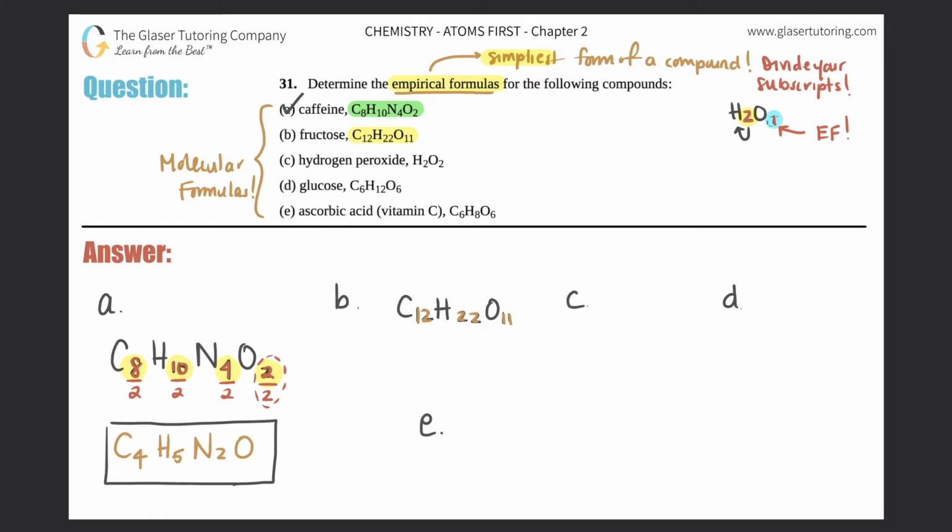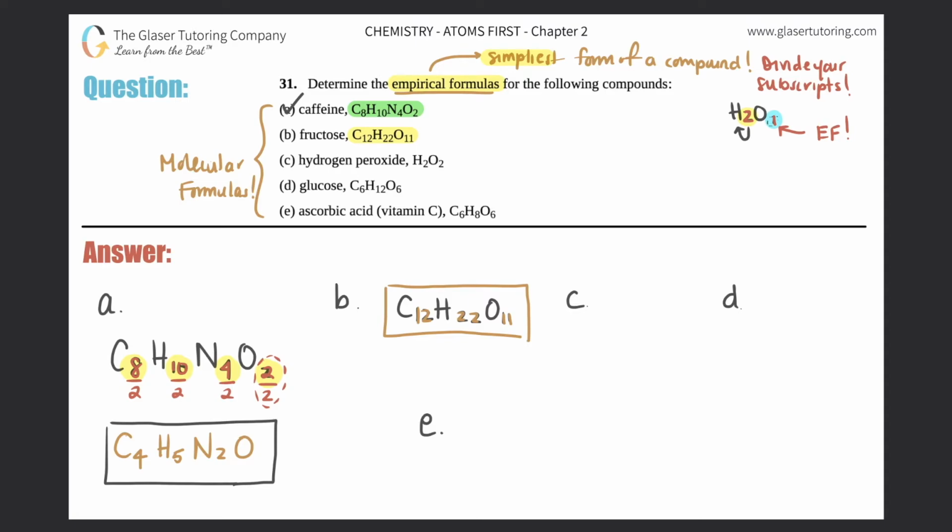Not really, right? The 22 and the 11 have 11 in common, but now you're adding the 12 to the mix. So there's really no number that you can divide by all 3 of these numbers to get a simplified version. So if that's the case, this is also your empirical formula. If you can't break it down anymore, it automatically is the empirical formula.